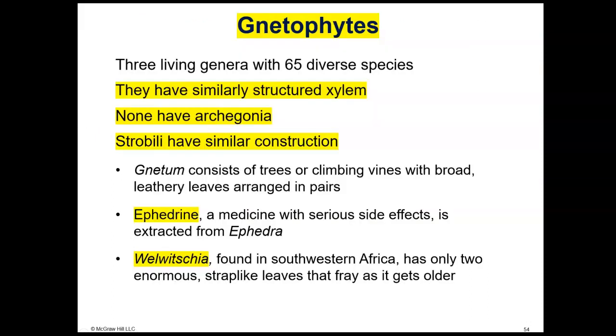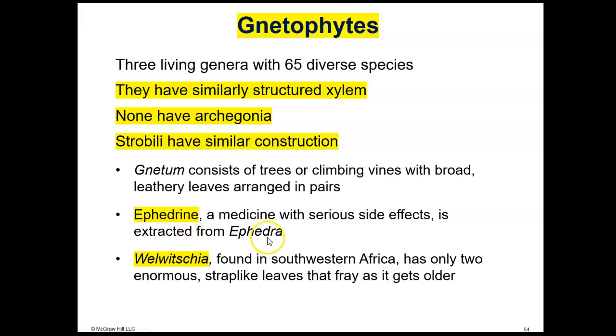And then gnetophytes, it just says they have similarly structured xylem. None have archegonia, the female structure. They do have strobili instead of cones. Strobili are similar to cones, but they're not cones.